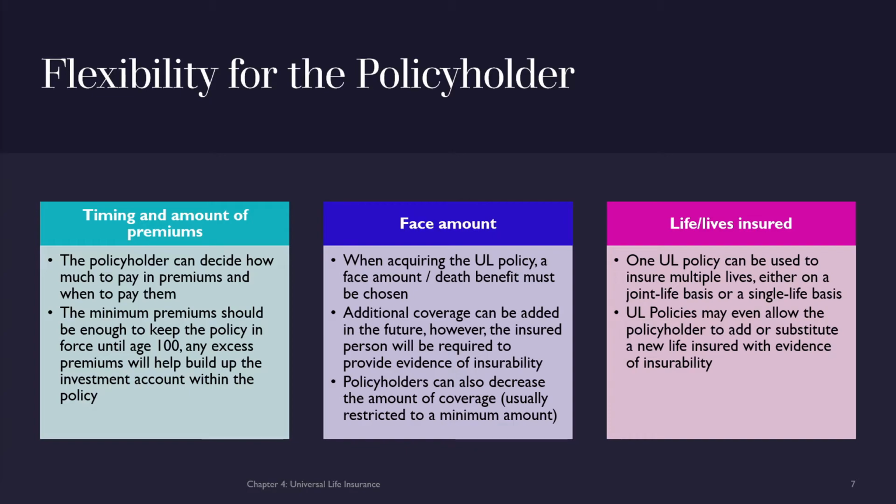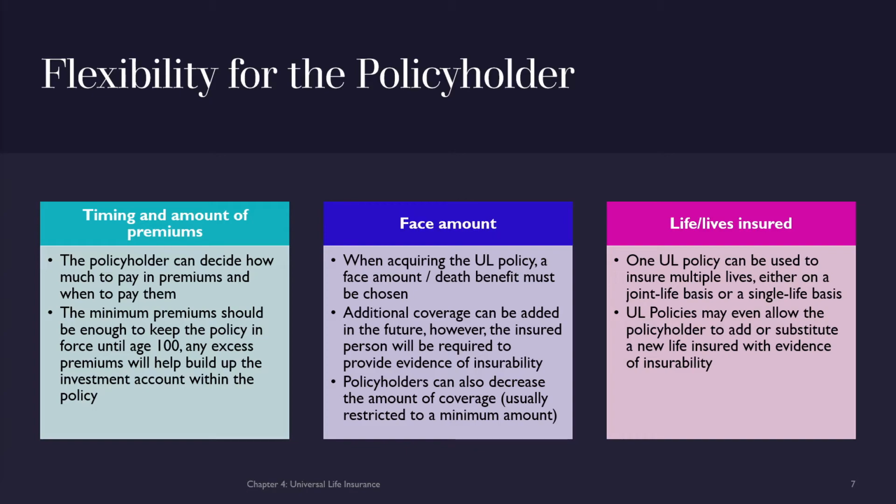Usually this is restricted to a minimum amount, but the nice thing about the face amount or the death benefit is that the investment account actually gets added to that once the life insured does pass away. So you do have some flexibility that way, which would be a way to avoid adding additional coverage, providing evidence of insurability, and paying for that coverage.